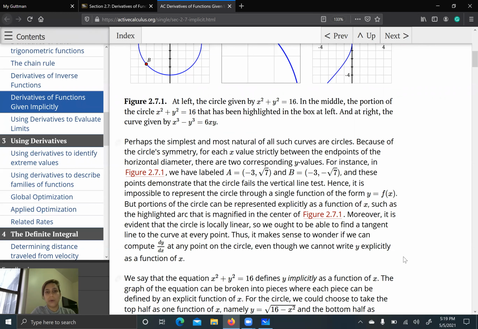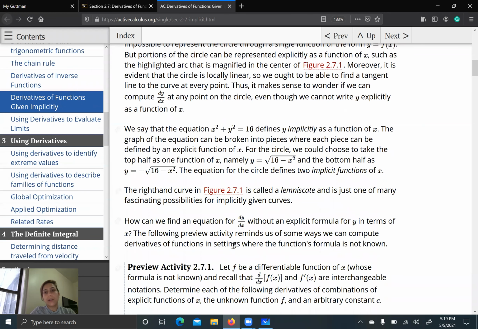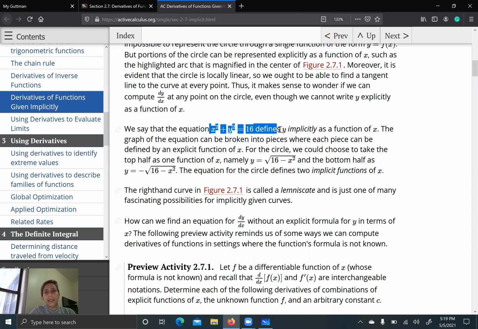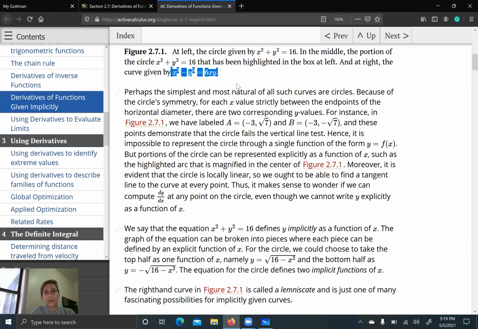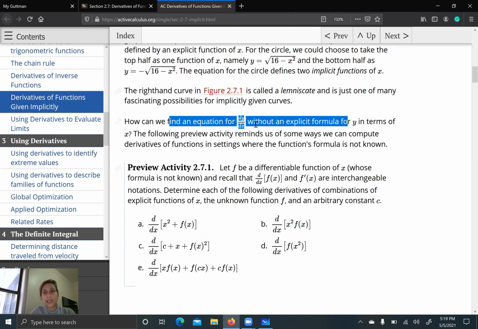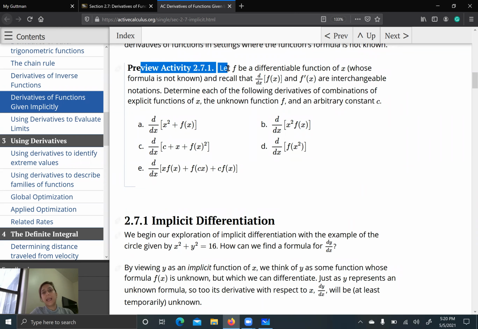Okay, so far I just tried to warm up and give you an idea of what's going on in this section. In this section, we are wondering, for a circle or for this graph with this equation, although we cannot write y explicitly as a function of x, and by the way, we say that y is implicitly a function of x, can we come up with a way to find the derivative? Is it possible to differentiate? So let's look at this preview activity, and then I introduce implicit differentiation.